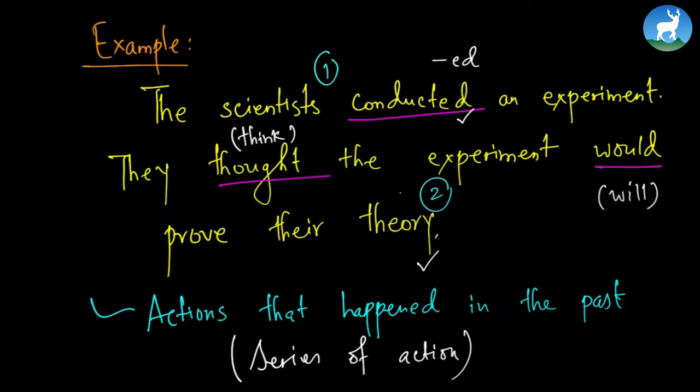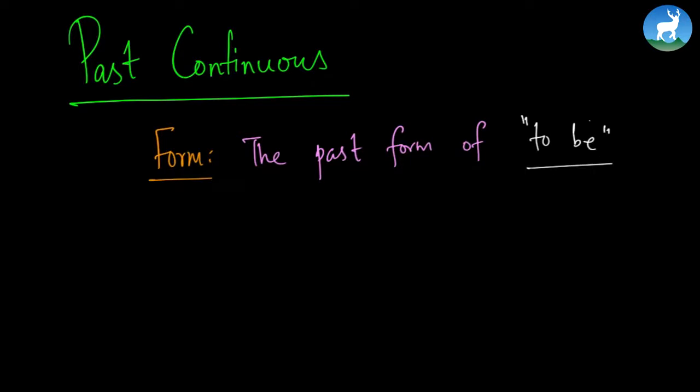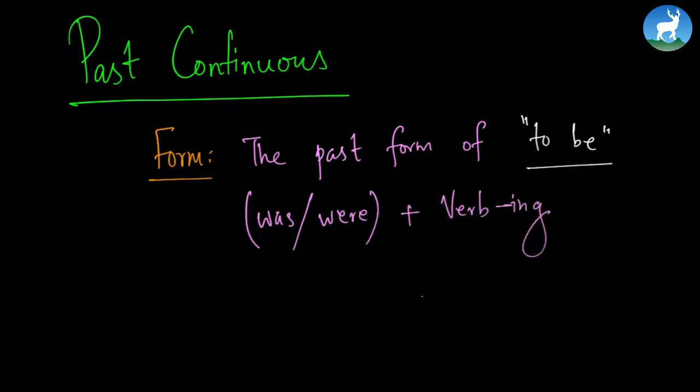Now let's go to another form of tense. Another form of tense is called past continuous. What is it called? It is called past continuous. So the form is pretty easy. It is the past form of to be, right? So generally it is was or were followed by verb ing. Followed by what? Followed by verb ing. So that is the form.